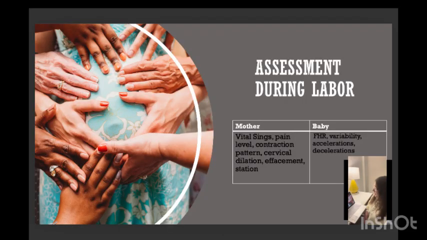So here is divided by mother and baby. What we need to assess for mother: vital signs, pain level, contractions, pattern, cervical dilation, effacement, and station. And for baby, we need to monitor fetal heart rate, variability, acceleration and deceleration. And also after the baby is delivered, we will assess the Apgar score.